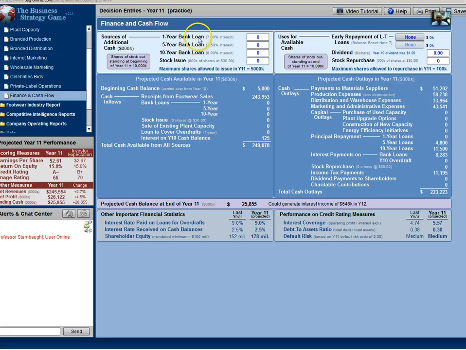Again, don't get swept up in this thinking that this is where it's at. The finance and cash flow is important, but it will not take a losing company and turn it into a winning company. Bad decisions will take a good company and weigh it down, or take a bad company and weigh it down even further. It won't take a bad company and make it a good company.